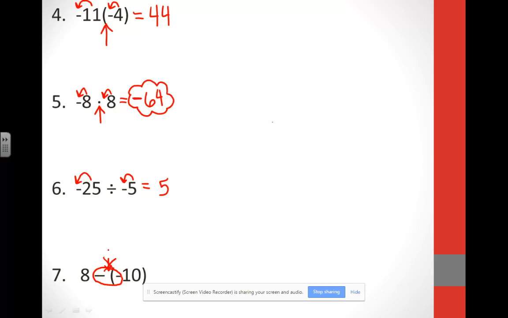I have two negatives beside each other. That turns into a positive. So now I just have the problem 8 plus 10. This is the same type of problem that I could have done in first grade. 8 plus 10. 8 is positive. 10 is positive. My signs are the same, so I'm going to add and keep my sign. 8 plus 10, it gives me 18.